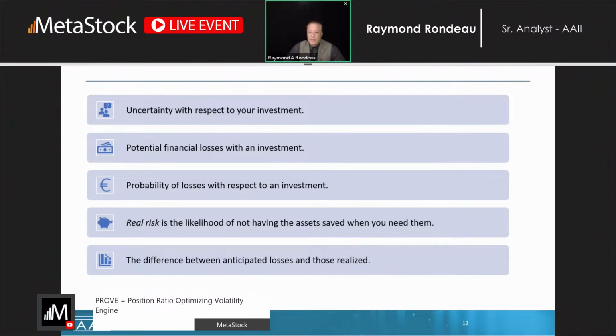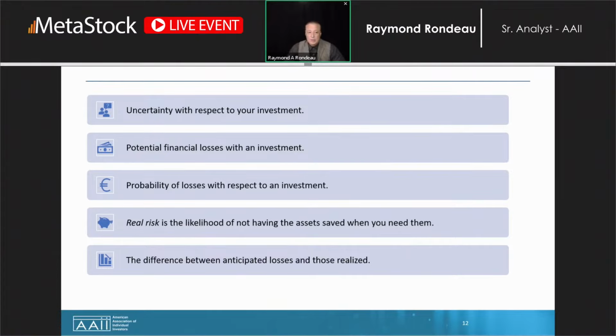There are many different definitions and ways to define and interpret risk, and in this slide, we have a few of them. Uncertainty with respect to an investment, potential financial losses with an investment, the probability of loss with respect to an investment. Real risk, some would say, is the likelihood of not having enough assets when you need them. And finally, our last one: the difference between the anticipated losses and those that are realized.